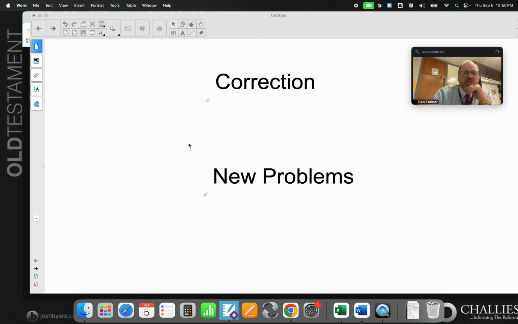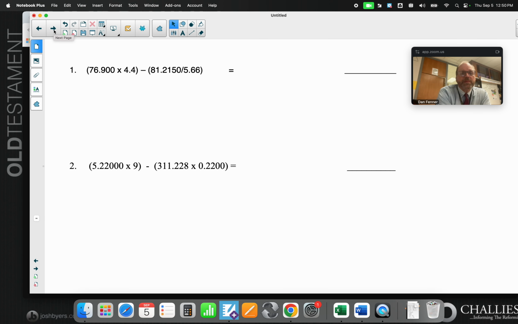All right, so let's look at these two problems. These are the last two in the end. That last one's slightly different from the answer I have. So we have 76.900 times 4.4, in parentheses, minus 81.2150 divided by 5.66, again in parentheses. We have to take care of the parentheses first. So when I take 76.900 times 4.4, I get 338.36.